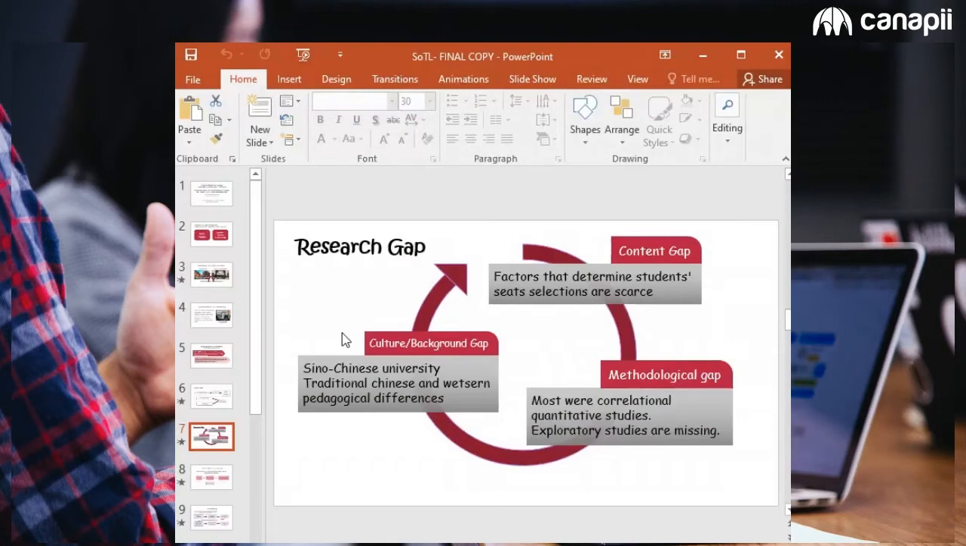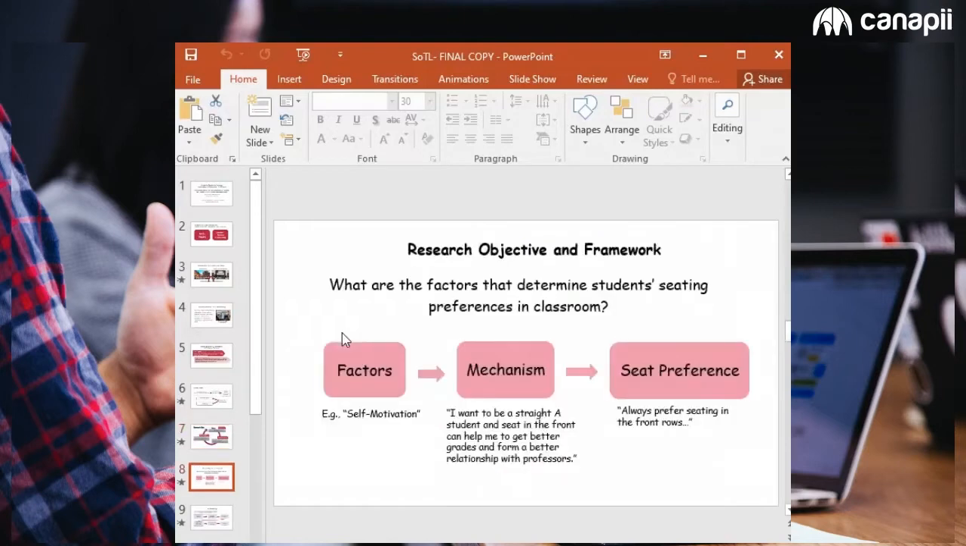And next is the cultural and background gap, because our university is a Sino-American university, and the students in our university come from a traditional Chinese background. However, the teaching style here totally comes from the West. And we think that the pedagogical differences can make our research very unique. And the last one is a content gap, that the factors that determine students' seating selections are scarce. And yes, that's the gap.